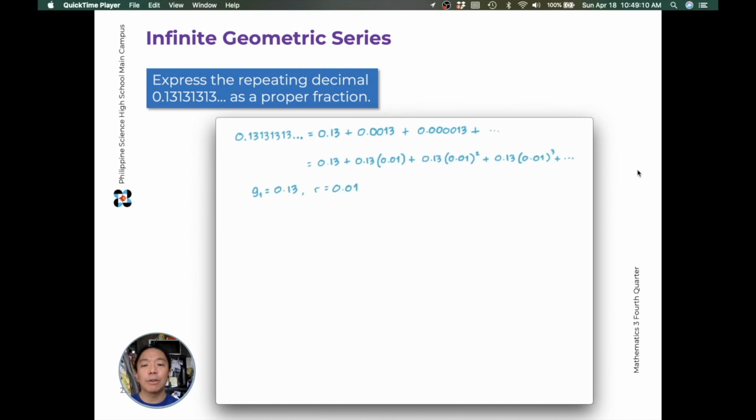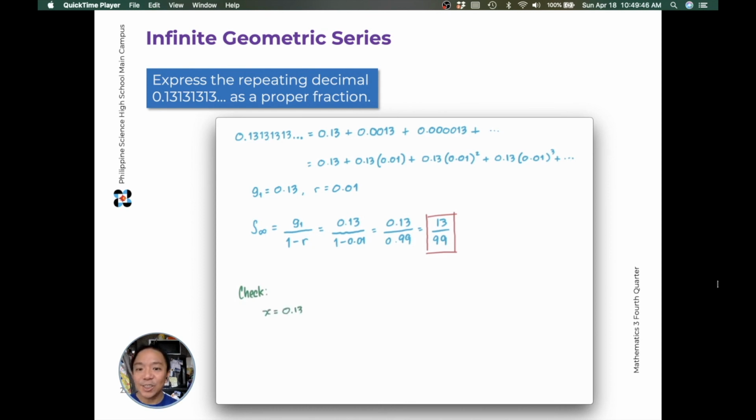And let's use our formula for the infinite geometric series. The sum is just the first term over 1 minus r, and the first term is 0.13 divided by 1 minus 0.01 or 0.13 over 0.99. Multiply lang natin 100 both ng numerator and denominator and we get 13 over 99, which is the final correct answer. Now let's just check using a simpler method na tinuro sa atin ng grade 7 sana.